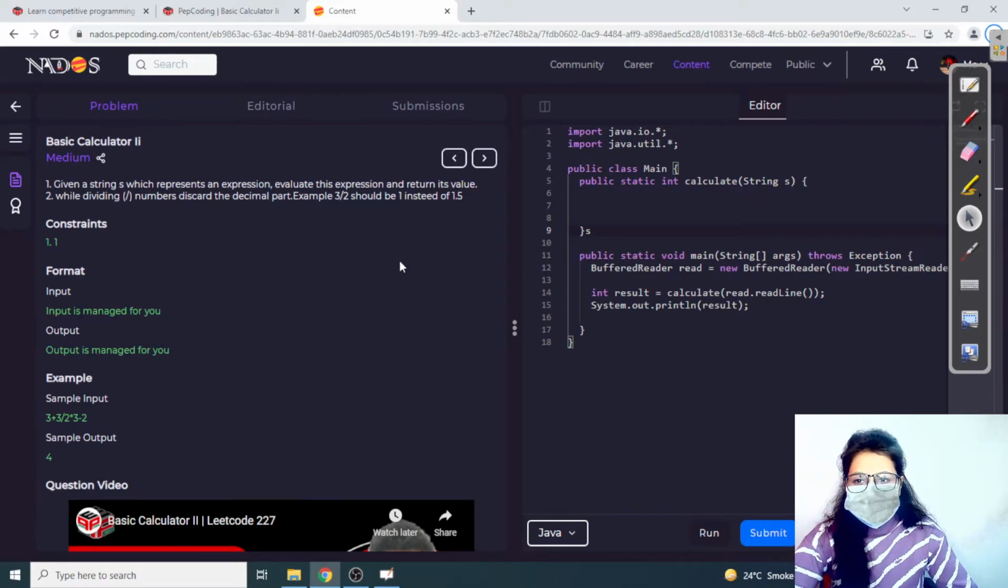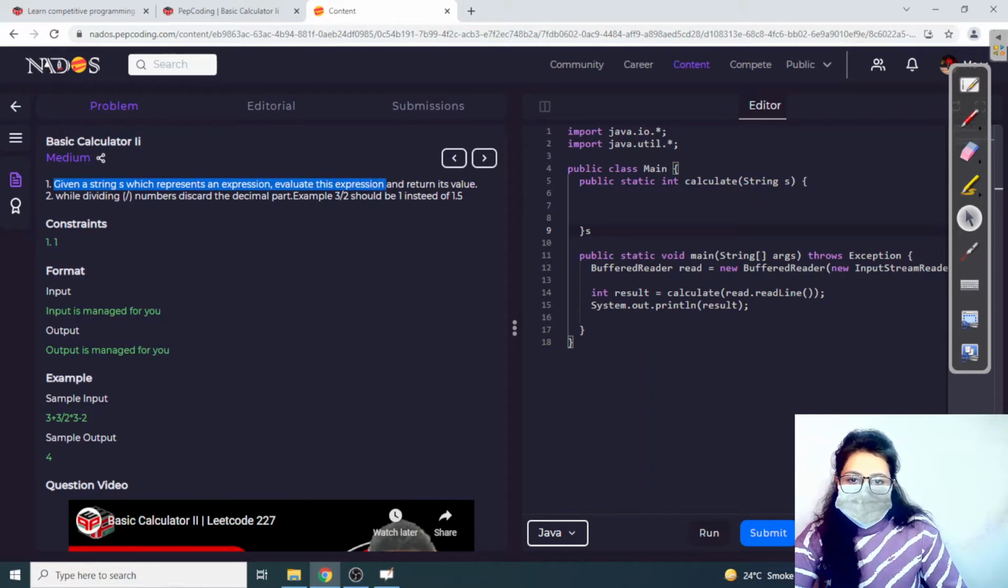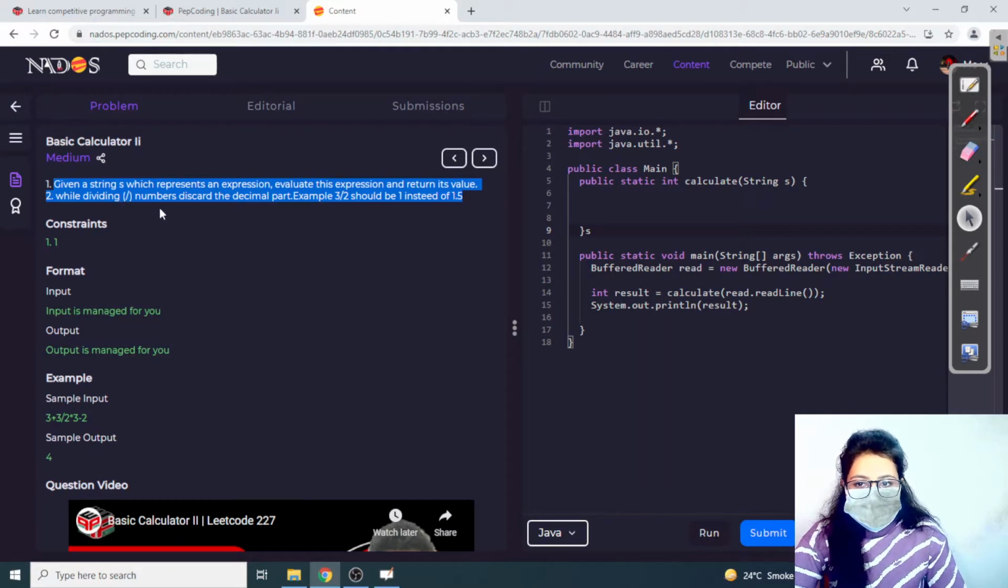So in this video, we are going to solve a new question, which is basic calculator second. As we have done basic calculator, this is a little bit different, but somewhat similar also. What we are given is a string s, which represents an expression. Evaluate this expression and return its value. While we are dividing numbers, we have to discard the decimal part. Example, 3 by 2 should be 1 instead of 1.5. So let's analyze this question.